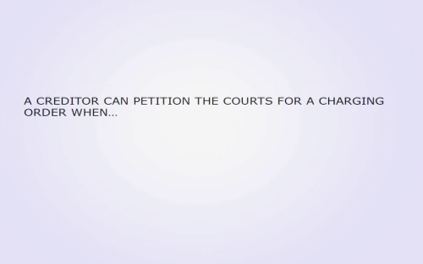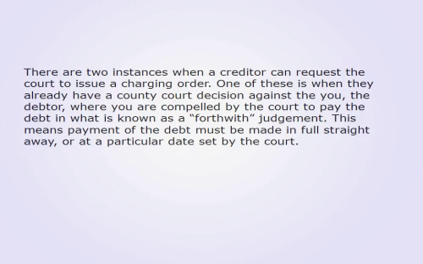A creditor can petition the courts for a charging order in two instances. One of these is when they already have a county court decision against the debtor, where you are compelled by the court to pay the debt in what is known as a forthwith judgment. This means payment of the debt must be made in full straight away, or at a particular date set by the court.